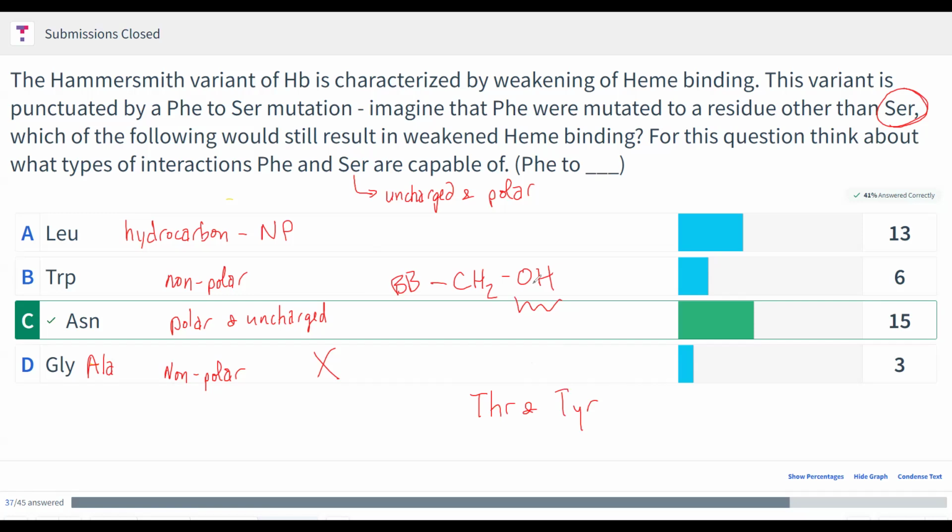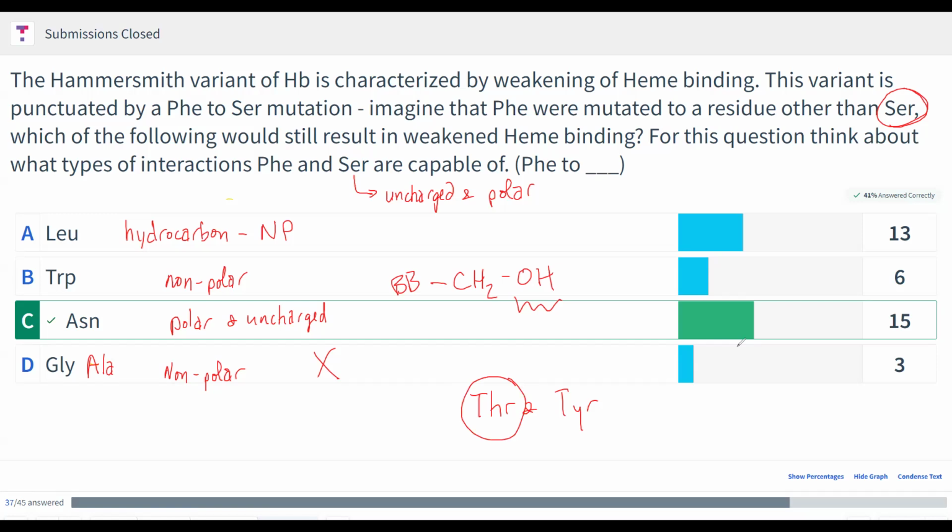Now, essentially, if this were an open-ended question, I think that threonine or tyrosine would both be the best options to put down because they both have that OH. They're both going to be polar uncharged. Now, if there was one that I would say is the best answer option, it would probably be threonine.